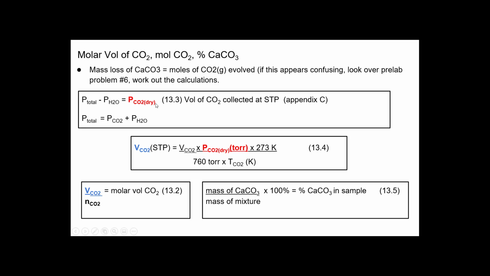Then, as you can see, the red is what the steps are. Once you get this one, you can now determine your volume because you'll know your moles of CO2. Then, once you know your moles of CO2, you can determine your moles of calcium carbonate, your mass of calcium carbonate, and you already know what your sample mixture is. And that's going to give you your percent of calcium carbonate in the sample.